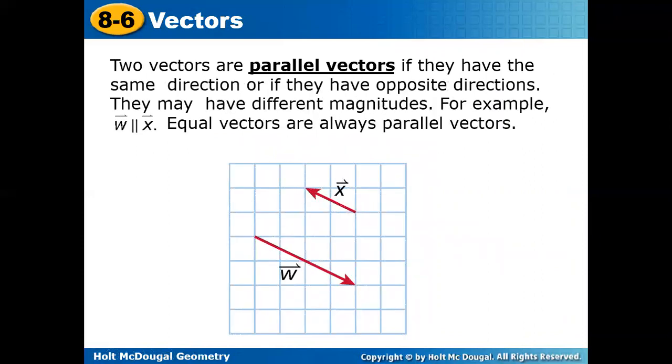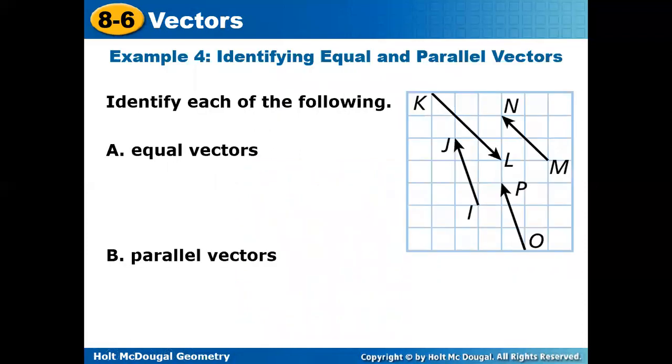Now, two vectors are parallel vectors if they have the same direction or if they have opposite directions. They may have different magnitudes. For example, vector W is parallel to vector X. Equal vectors are always parallel vectors, but not any two parallel vectors are equal. Okay? So any two equal vectors are parallel, but not necessarily are two parallel vectors equal.